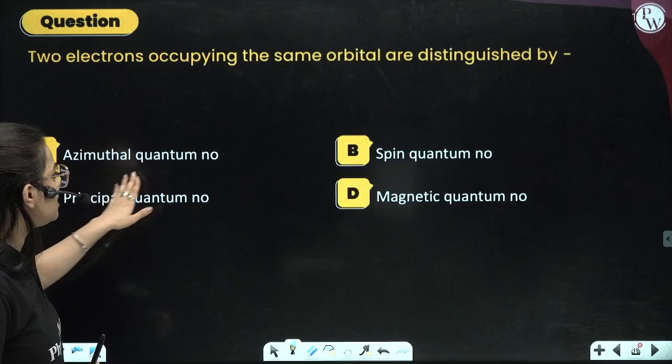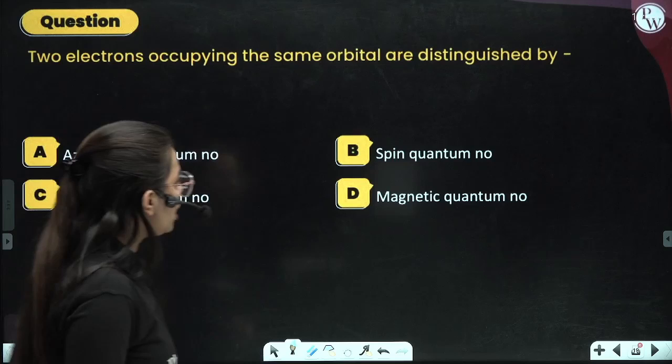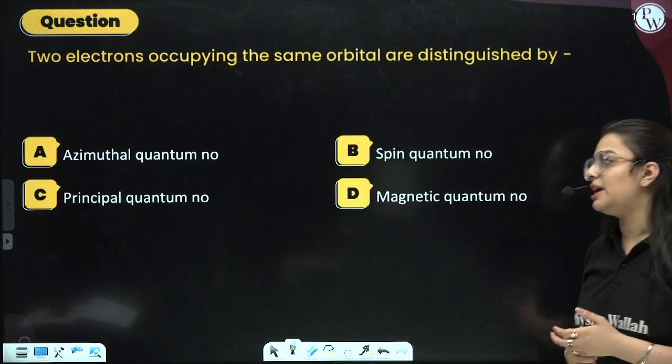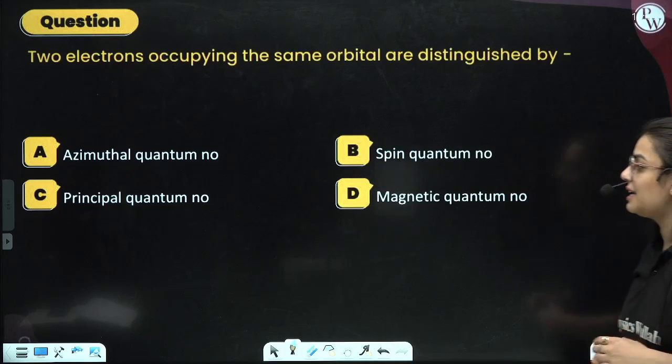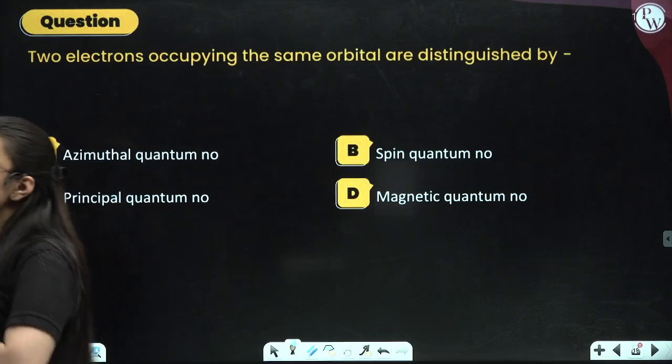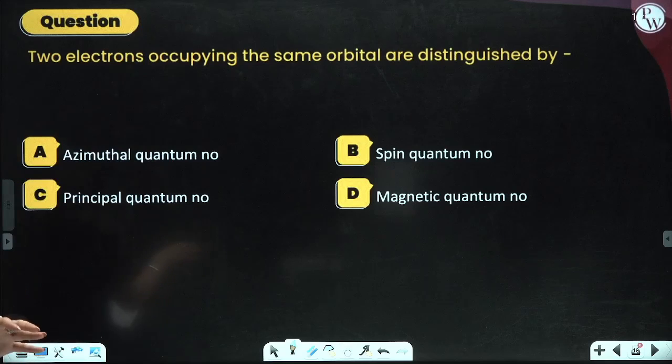A option is azimuthal quantum number. B option is spin quantum number. C option is principal quantum number. While D option is magnetic quantum number. Now you need to tell how 2 electrons can be distinguished, on which of the following properties they can be distinguished.